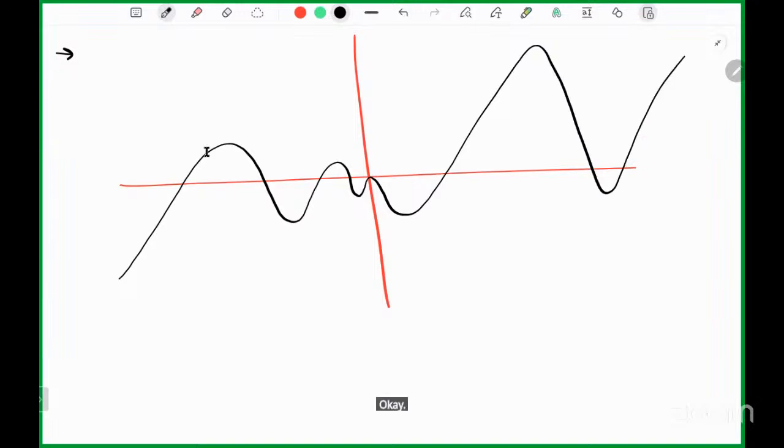Okay. So suppose this is the graph of a polynomial P of x. So I'll ask you a question. First of all, I'll just mention some points. You guys know this is the origin. Suppose this is x equals 10. Suppose this is x equals minus 5.